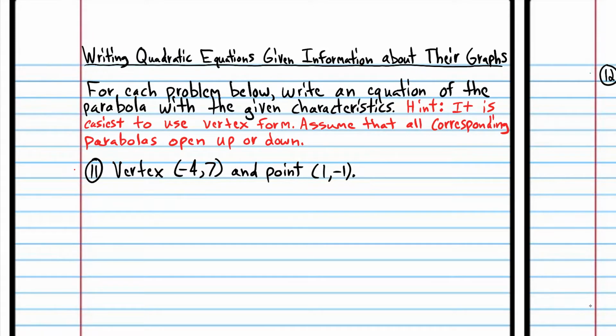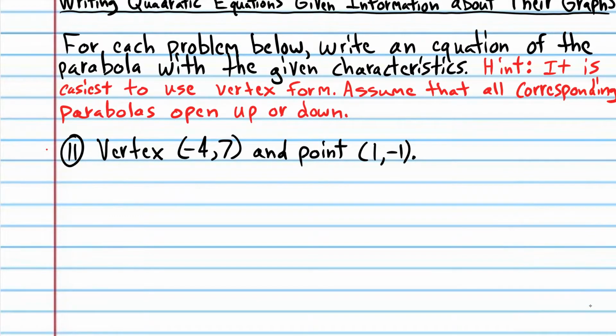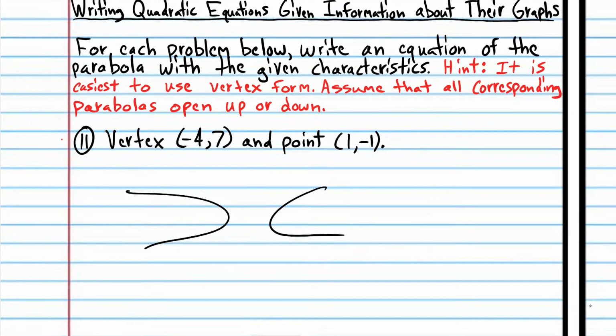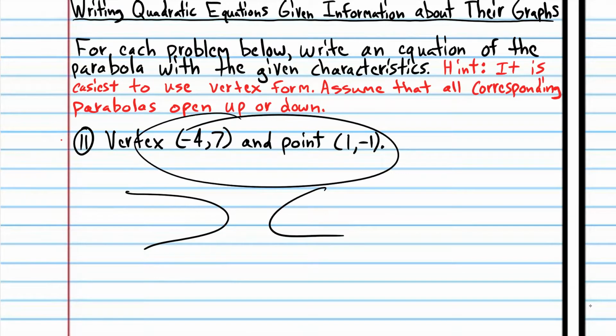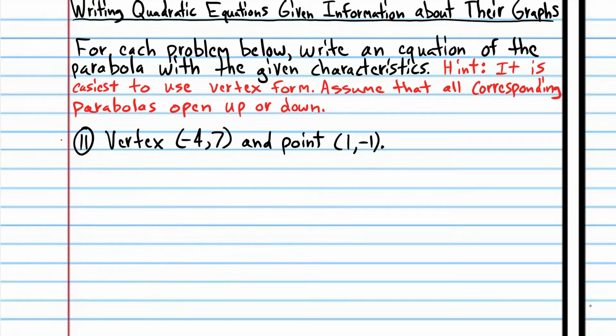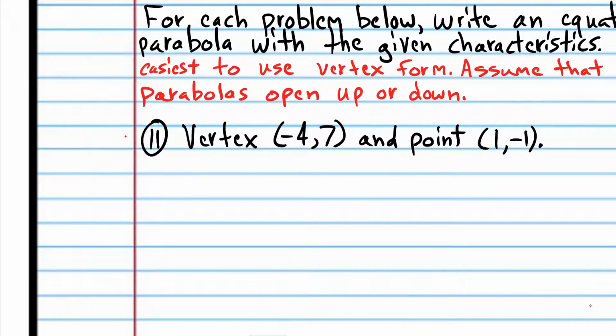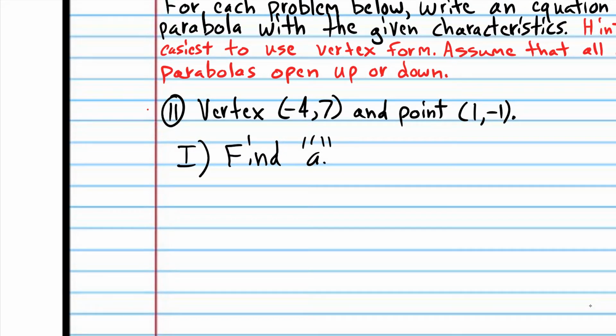Now, notice it says, assume that the corresponding parabola is open up or down. You can actually have a parabola that opens to the left or sometimes to the right with these characteristics. So we're assuming that our parabola is open up or down. But like I said, it's just the same type of problem. First step is going to be to find that a value.